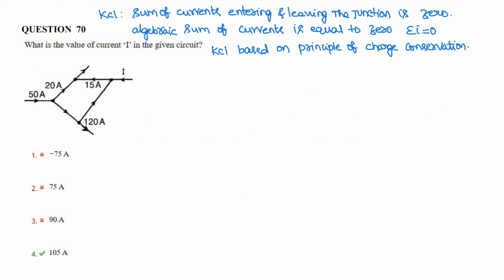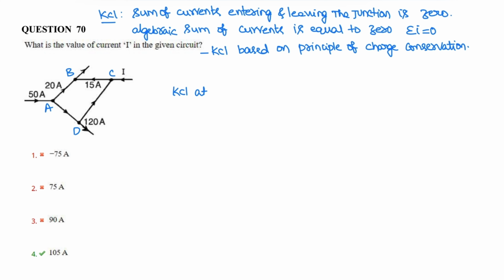Next question. What is the value of current I in the given circuit? We know KCL, Kirchhoff's current law: the sum of currents entering and the sum of currents leaving a junction is 0, that is, the algebraic sum of currents is equal to 0. This law is based on the principle of charge conservation. In this diagram, let us assume A, B, C and D are the nodes.